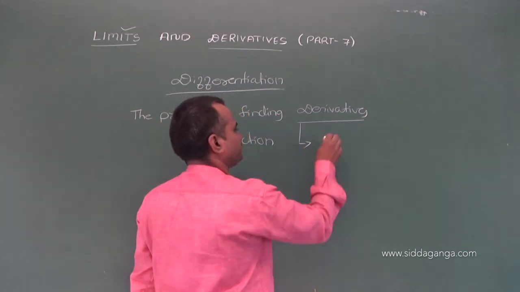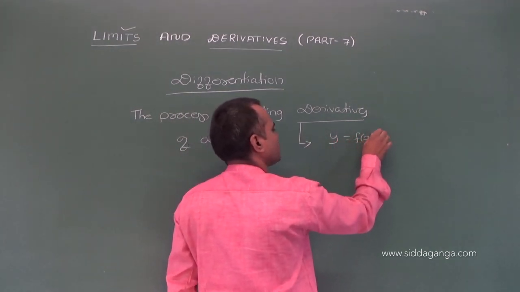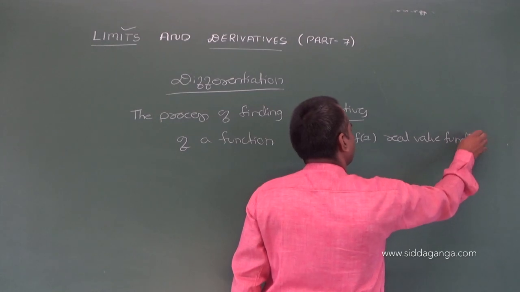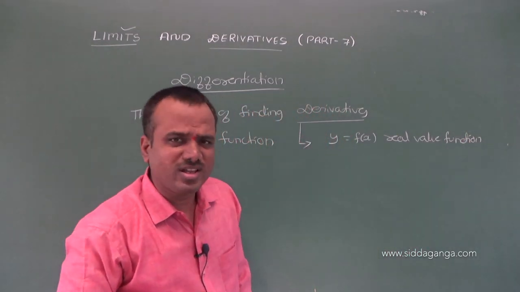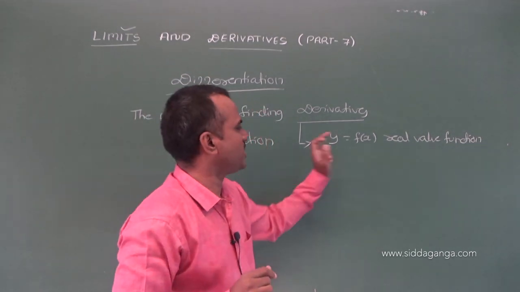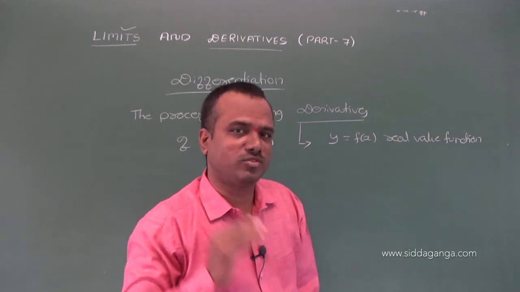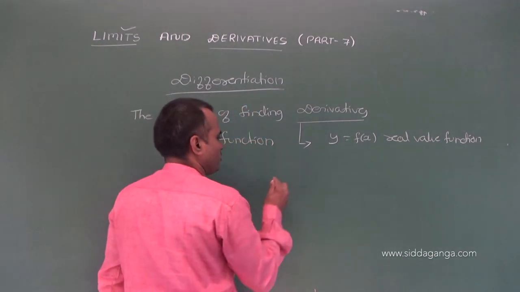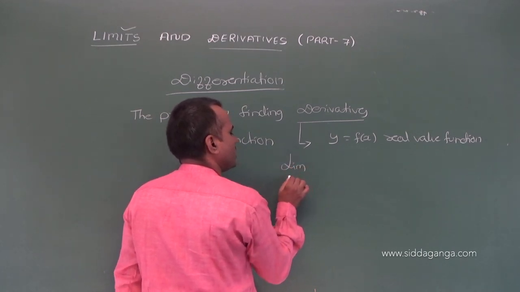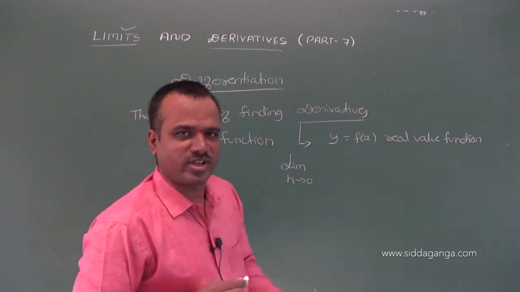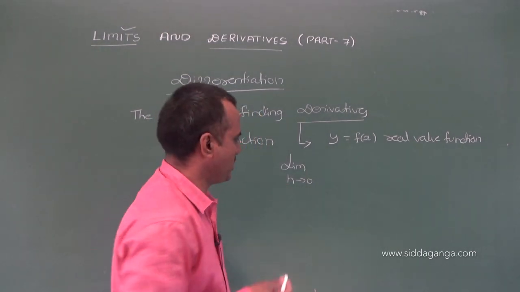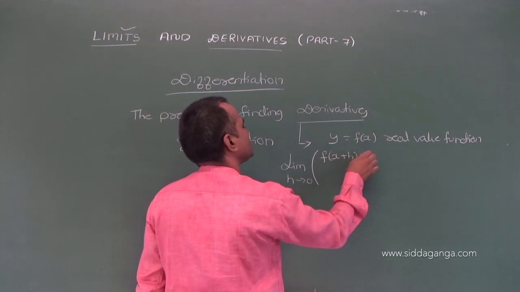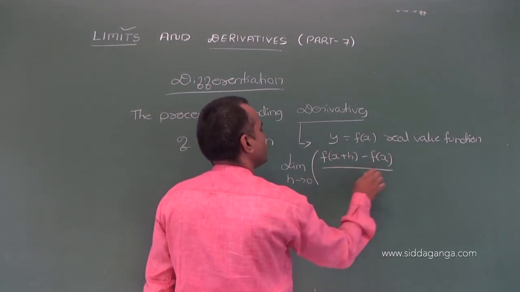Okay, so let y is equal to f of x, a real valued function. Real valued function means x and y belong to the real numbers. The function must belong to the real numbers. Y is equal to f of x, a real function. Derivative means limit h tends to 0. You can take h or any other letter, no problem. Limit h tends to 0, f of x plus h minus f of x, whole divided by h.